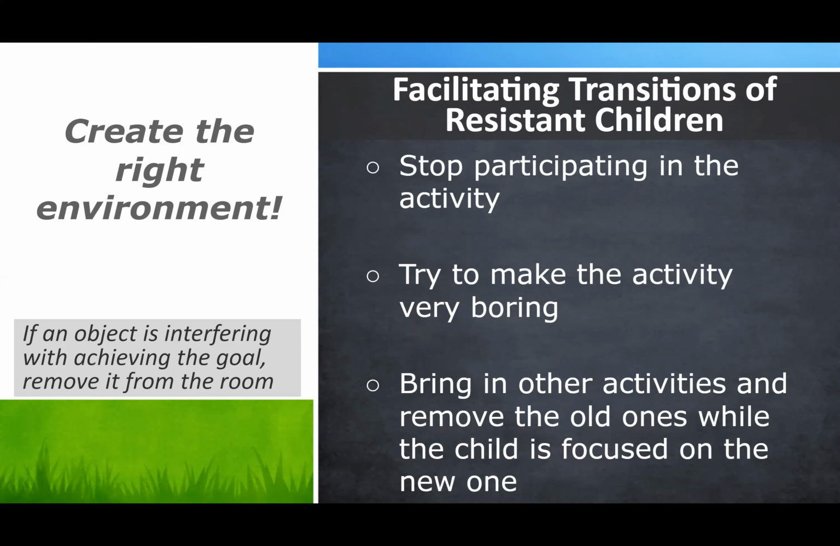Then the other thing you can do is try to make the activity super boring, or show them what you're going to do next by bringing out the next activity, and then help remove the other one before, while the child's focused on the new one. So there's a few different ways of doing the switch out. And remember, if an object is interfering with the child achieving the goals, so say they're getting more focused on the ball that's in the corner than the thing that you need them to work on or play with, just remove it from the room. You really need to create the environment that's as least distracting as possible.